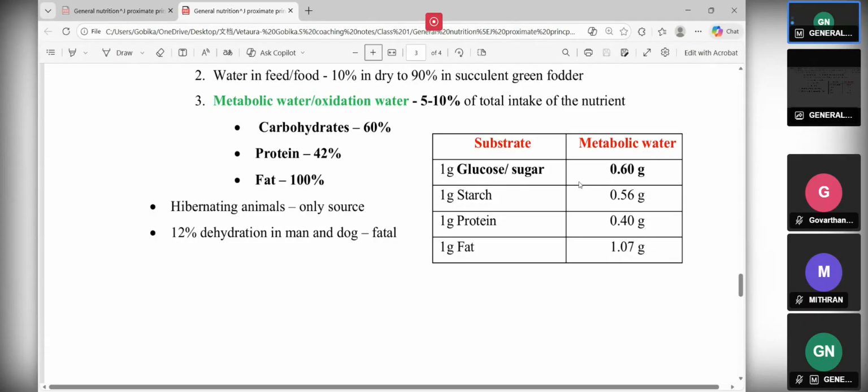This table is mostly asked in the exam in the match the following. So we should know the exact values of metabolic water content from each substrate.